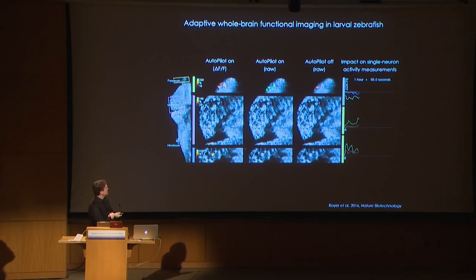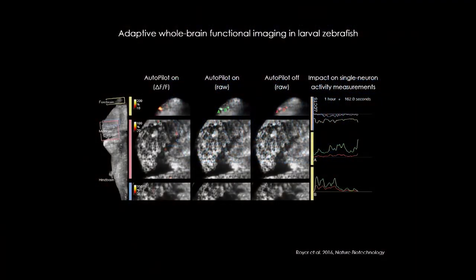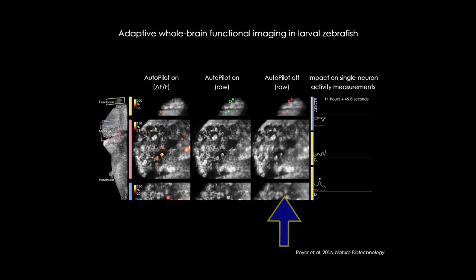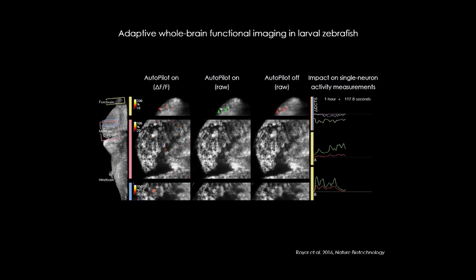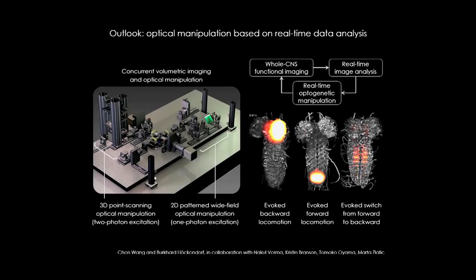We can also use it in a functional imaging context. So this is now a zebrafish larval brain. Again, I'm showing you the quality with the adaptive imaging engaged and with all this framework. And after some time of imaging, you can see how quality really degrades because the brain is growing, the fish is actually growing, and we're changing the optical context and losing the ability to really accurately measure activity at a single neuron level. And with that, I'm at the end.